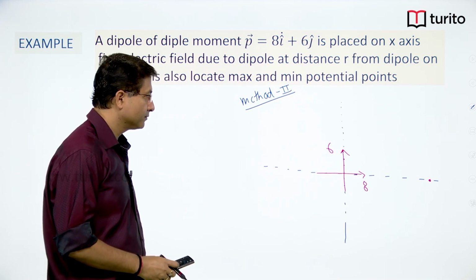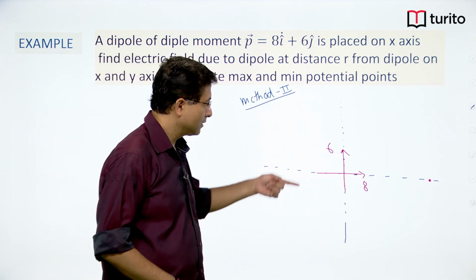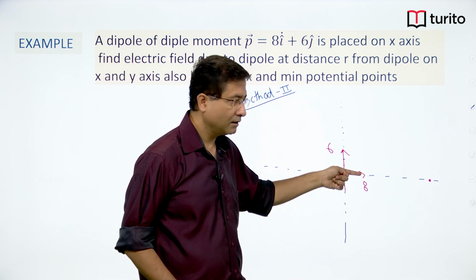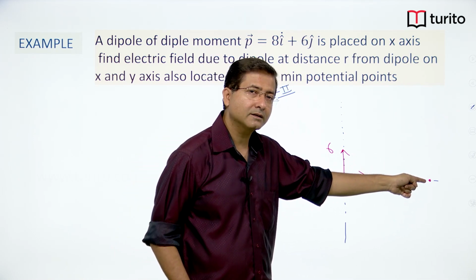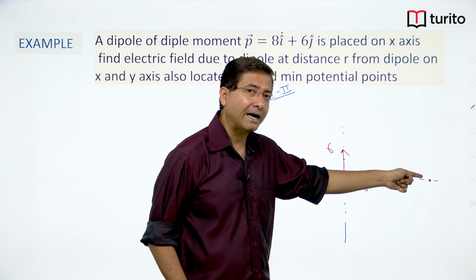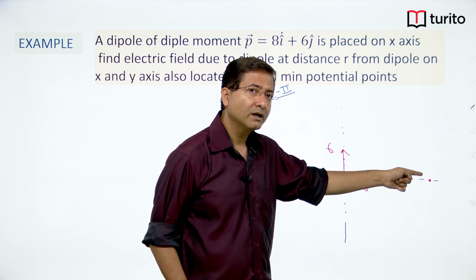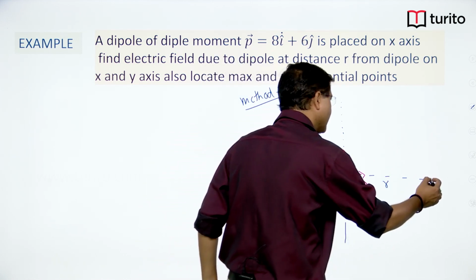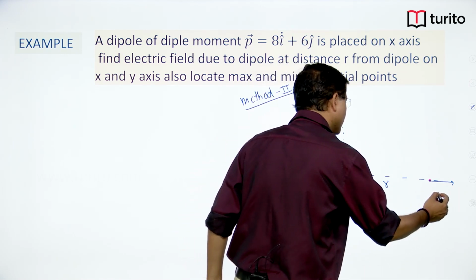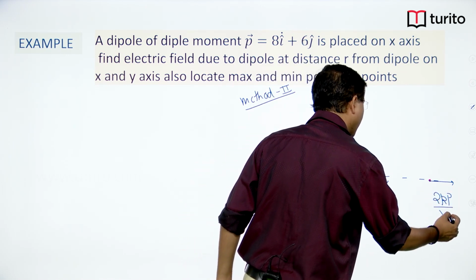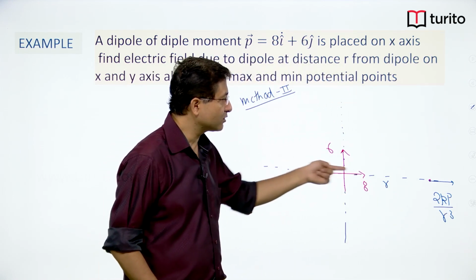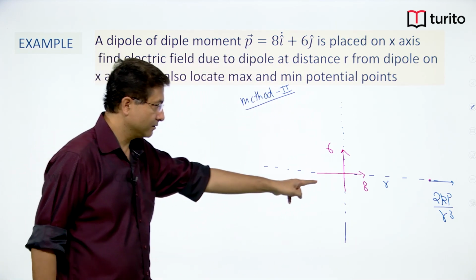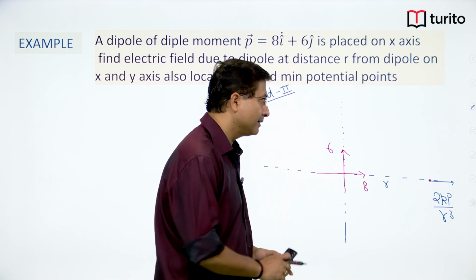See, because of this 8, look at 8, because of this dipole, this point is an axial point, and for axial we got the formula 2kp divided by r cube. So, if this distance is r, then we got the x component of field as 2kp divided by r cube along the direction of the dipole moment, where p is 8. So, in place of p I will write 8.